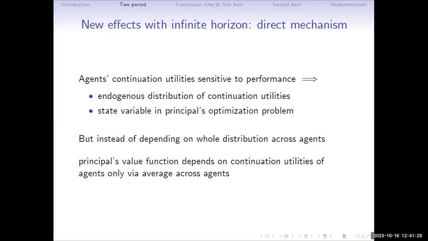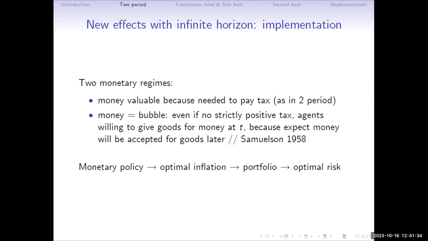And then, if you look more at the economics of it, what are the new things that we learned from the continuous time model relative to the two-period model? Well, one is related to what Daryl was saying. We're going to have both monetary policy, inflation, and fiscal policy, taxes. And there will be an interplay between the two.